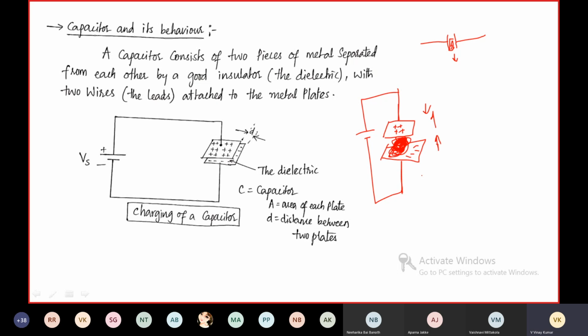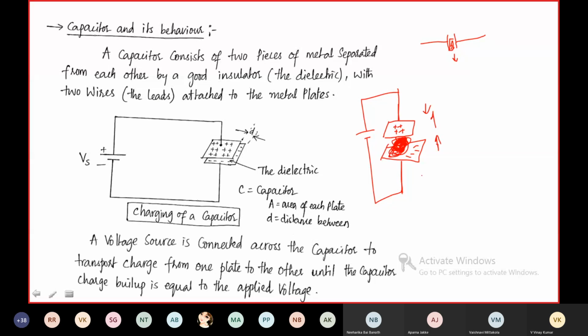Let D be the distance between two plates, and A the area of each plate. Then we have the formula. A voltage source is connected across the capacitor to transport charge from one plate to another until the capacitor charge build-up is equal to the applied voltage. Charge will be transported until the voltage across the capacitor reaches its applied voltage Vs.